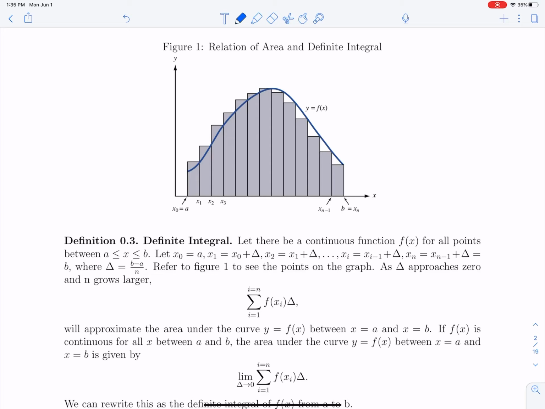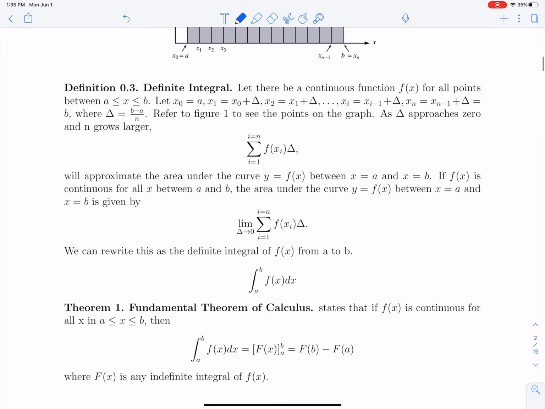So as we work through these, just keep this figure in mind, that we are approximating area technically. And this definition is big and long and wordy, but basically the most important parts to pick out of it, I would say, are continuous function, and it needs to be on an interval. That function needs to be continuous for all the points on that interval.